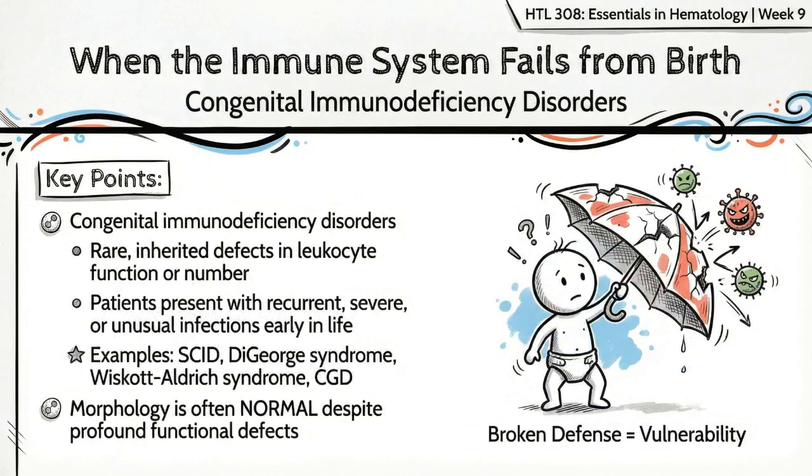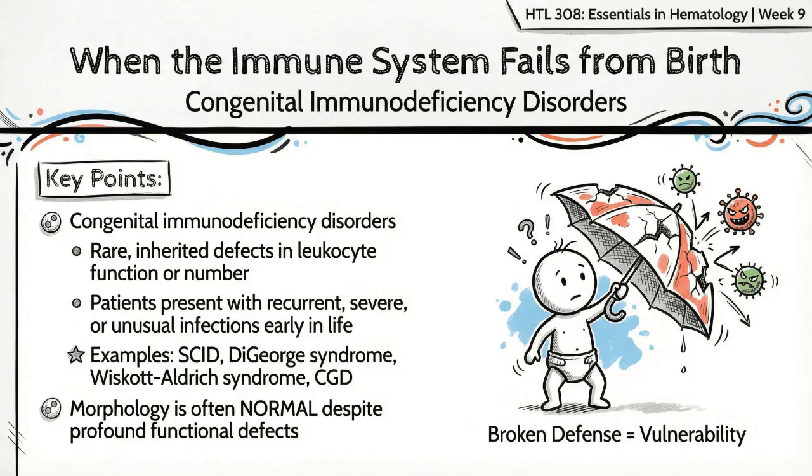Before we wrap up, let me briefly touch on congenital immunodeficiency disorders, because they represent the extreme end of the leukocyte dysfunction spectrum. There are more than 350 primary immunodeficiency disorders, each caused by genetic abnormalities that disrupt normal immune function. The most severe is severe combined immune deficiency, SCID, in which both T cell and B cell immunity are profoundly impaired. Without treatment, most SCID patients die within the first 2 years of life. Treatment is hematopoietic stem cell transplantation or, experimentally, gene therapy.